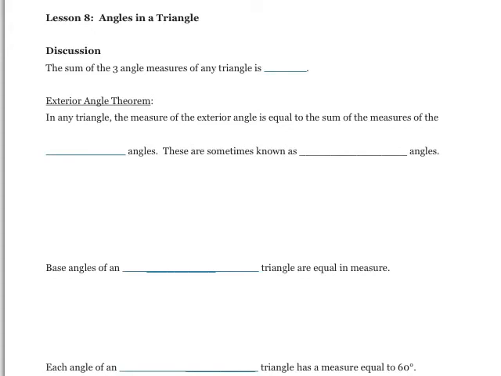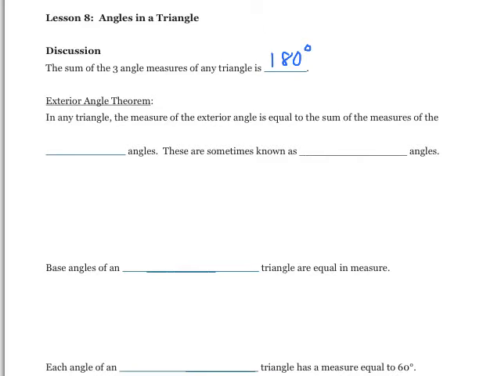Today we're going to talk about the angles in a triangle. Now some of this will be review, but we do have a new theorem that I need to introduce. So we're going to start off with something that every student should know. The sum of the three angle measures of any triangle is 180 degrees. It doesn't matter what kind of triangle you have, the interior angles of a triangle will always add to 180.